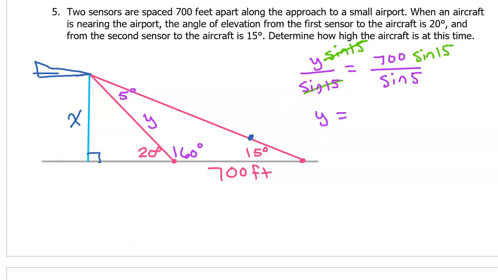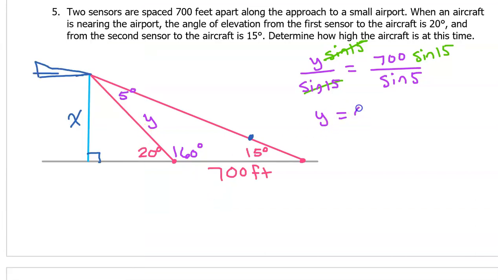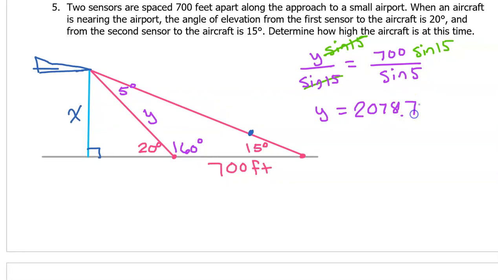So let's use the calculator. Let's see. So fraction mode, 700 sine 15 over sine 5. So that is 2078.73. Okay, so that is the value of my hypotenuse right there. So just keep that in mind.